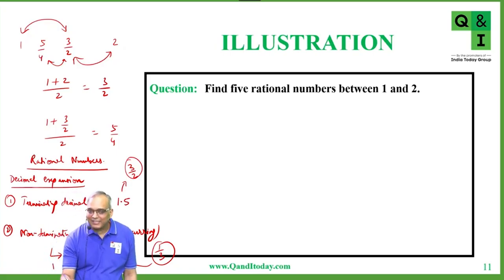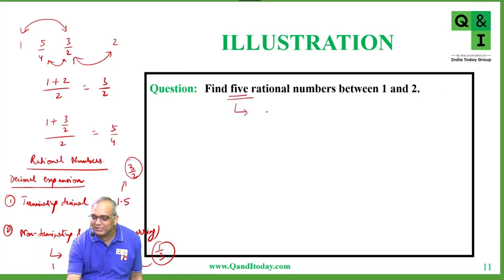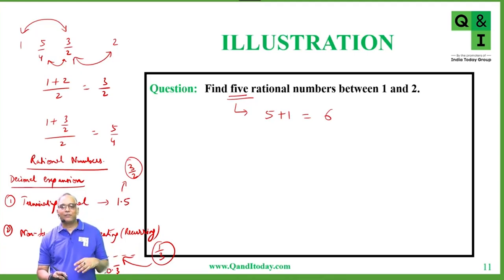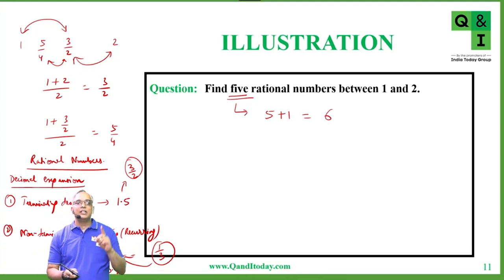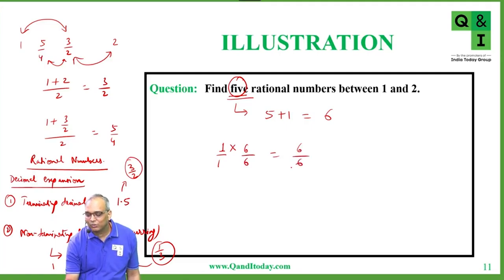So what is being asked? Find 5 rational numbers between 1 and 2. Because we have to insert 5 rational numbers, we will add 1 to it. 5 plus 1 becomes 6. This is the first step. Whatever number of rational numbers you have to introduce between two rational numbers, you will add 1 to that. Now what we will do? We will multiply both numerator and denominator by 6. So 1 will become 6 over 6. And similarly, 2 can be written as 2 by 1, right?